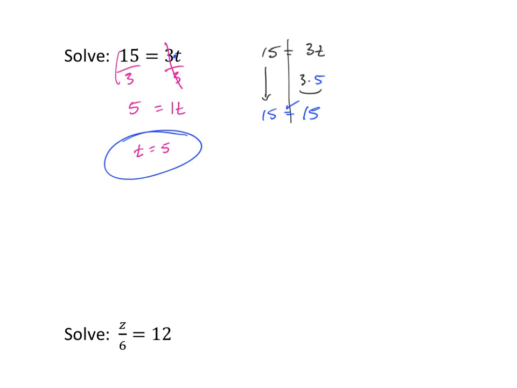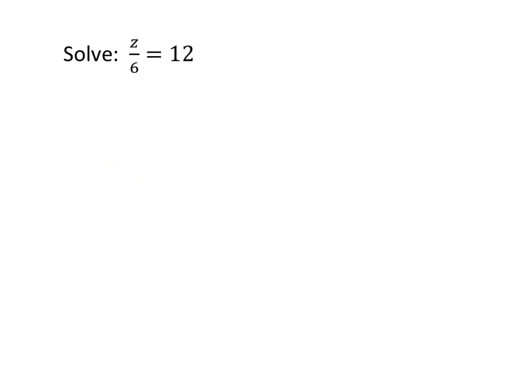Okay, so again, we're just practicing some simple moves. So this one's a little harder. When we look at this, we say, what's happening to z? Z is being divided. So how do we undo division? So if we look, we're going to say, well, we undo division with multiplication. So we're going to multiply both sides times 6. Because 6 divided by 6 is 1, so we get z on this side. And 7 times 12 is 72.